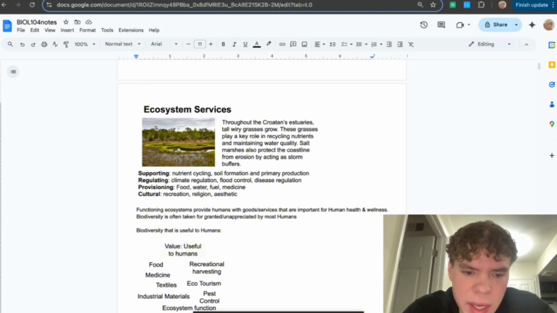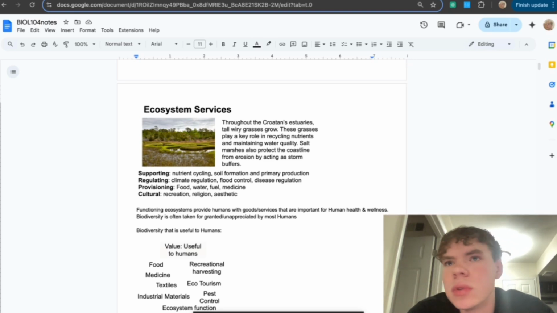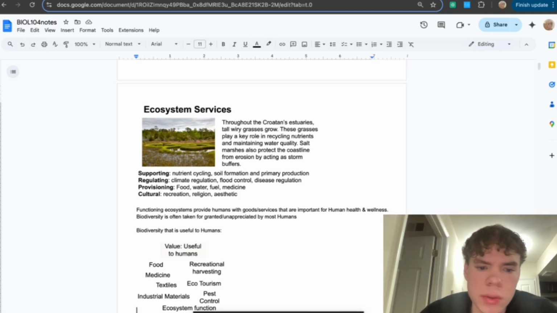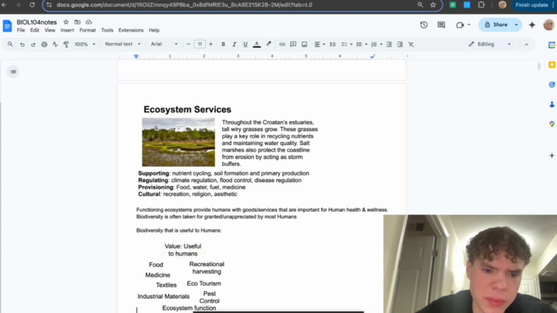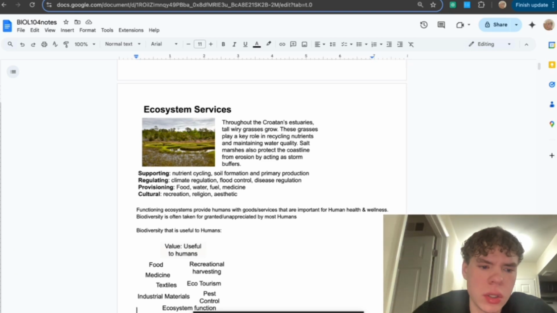And cultural is anything that would be of use to humans. So say you can use this area for recreation or whatever it would be. Yeah, so supporting is nutrient cycling, and regulating has everything to do with maintaining an ecosystem and making sure it stays healthy. Provisioning is everything you would basically need to survive, and cultural is what would be of use to humans.